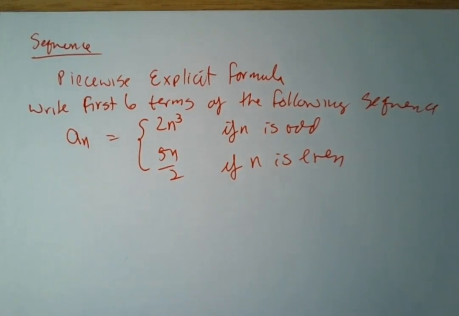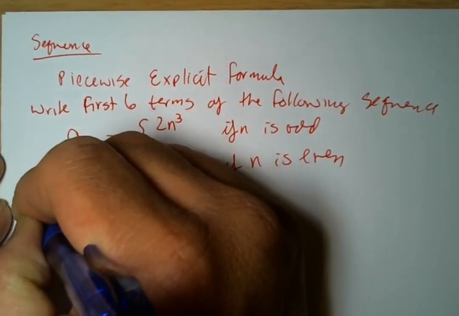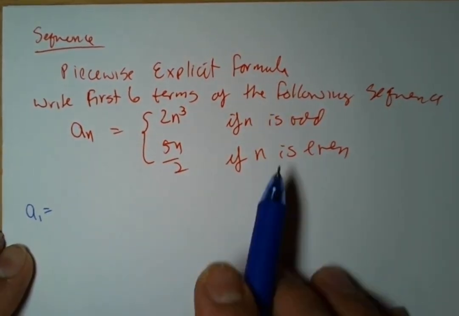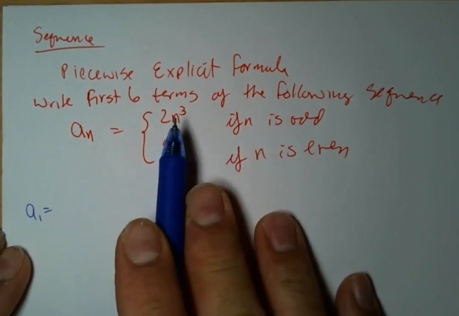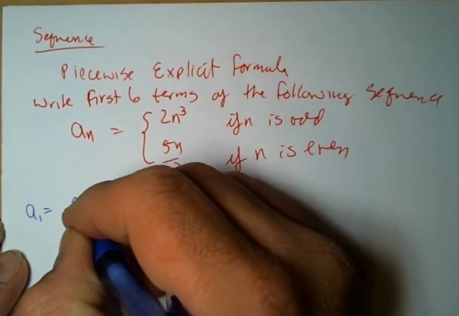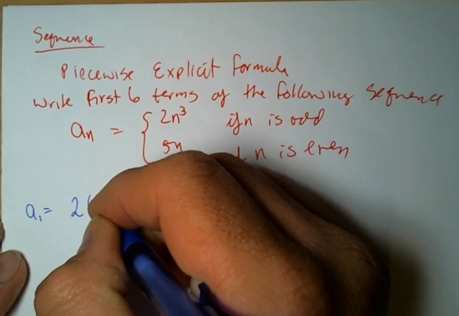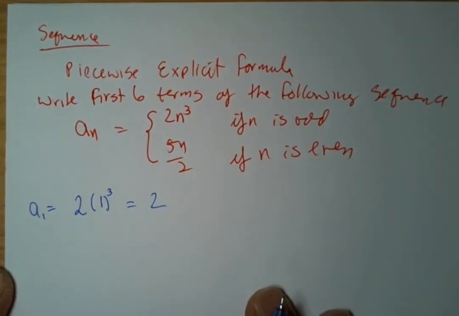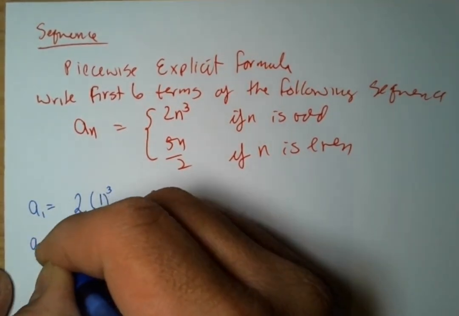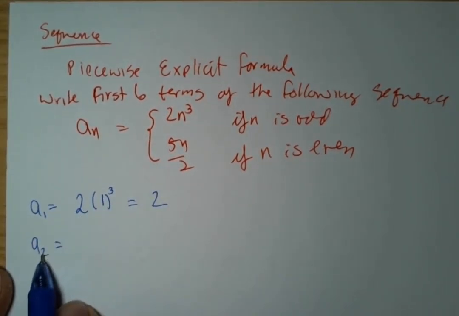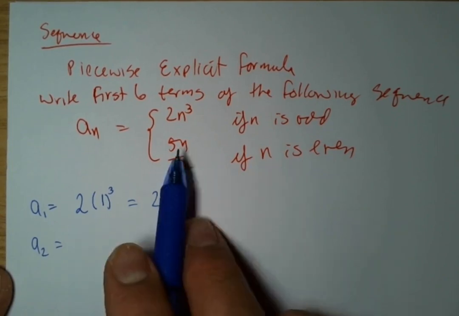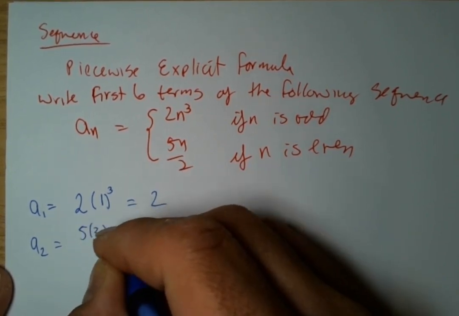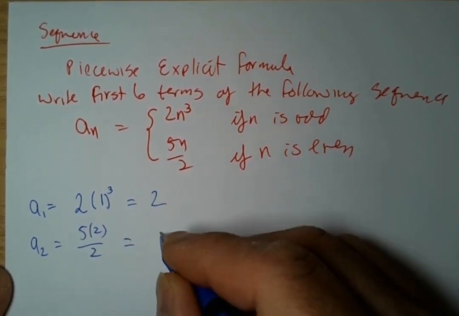So if we go ahead and say, all right, let me start, I'll evaluate a1, right? Well, is 1 even or odd? It is odd, so I will use 2n cubed. So it'll be 2, which gives me 2. And then the second term, a2, right? So here, my n is 2, and that is even, so that means that I would write it here. So that gives me 5.